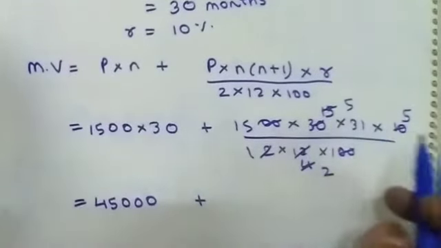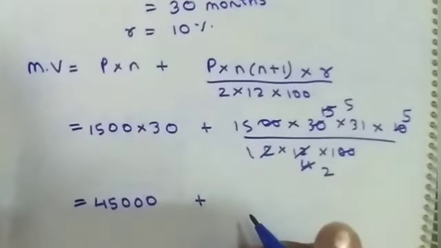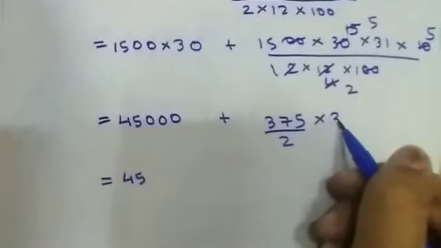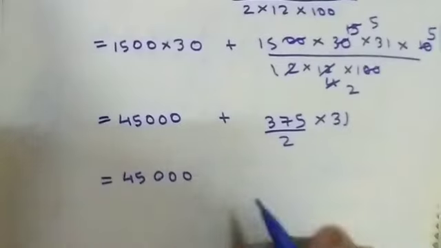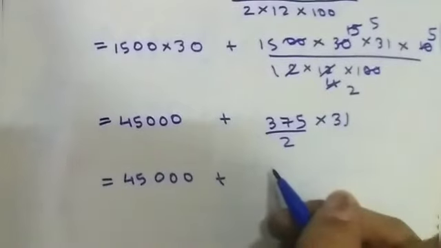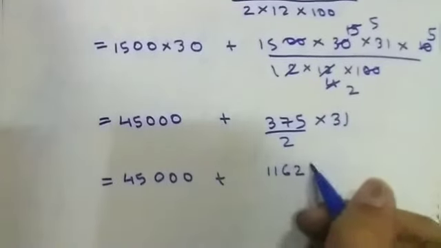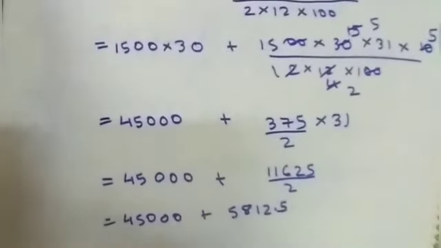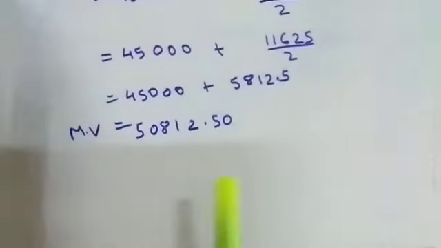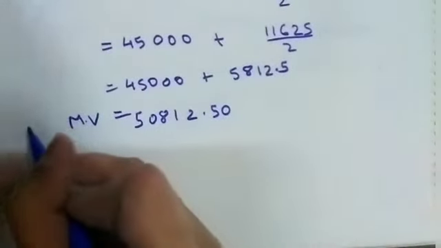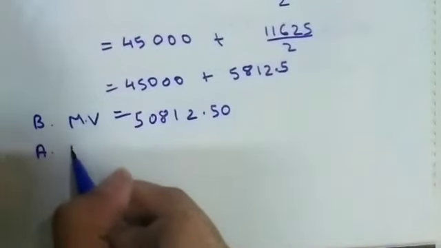45,000 plus 15 into 25 divided by 2. So 15 into 25 is 375 divided by 2, and 31 is also there. So 45,000 plus 375 into 31 is 11,625 divided by 2, which is equal to 45,000 plus 5,812.5. The maturity value for B is 50,812.50.